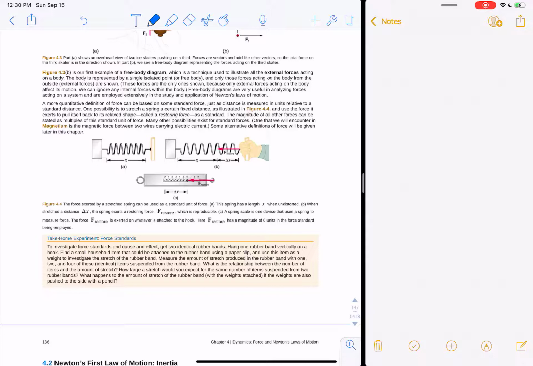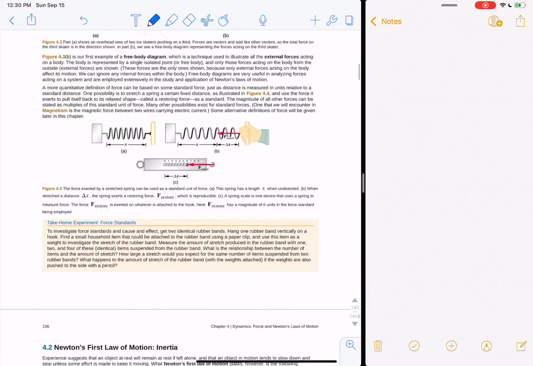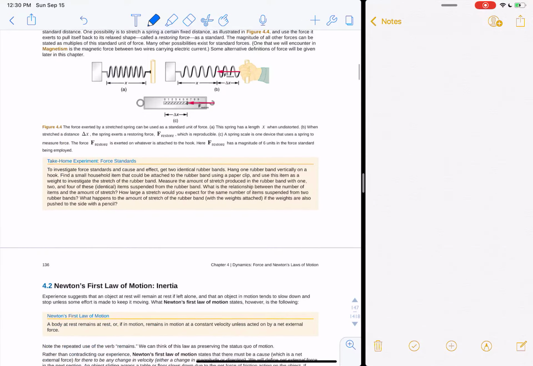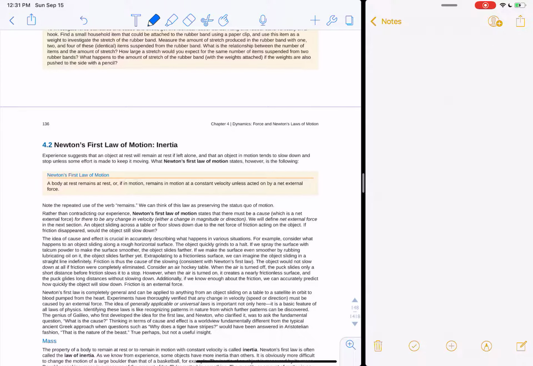There's another type of force here called a restoring force, and an example is a spring. If you pull on a spring and you let go, it'll slingshot back, and that's the idea. As you pull a distance, you'll get a stronger force pulling against you. That's called a restoring force, and we'll talk about that force later.